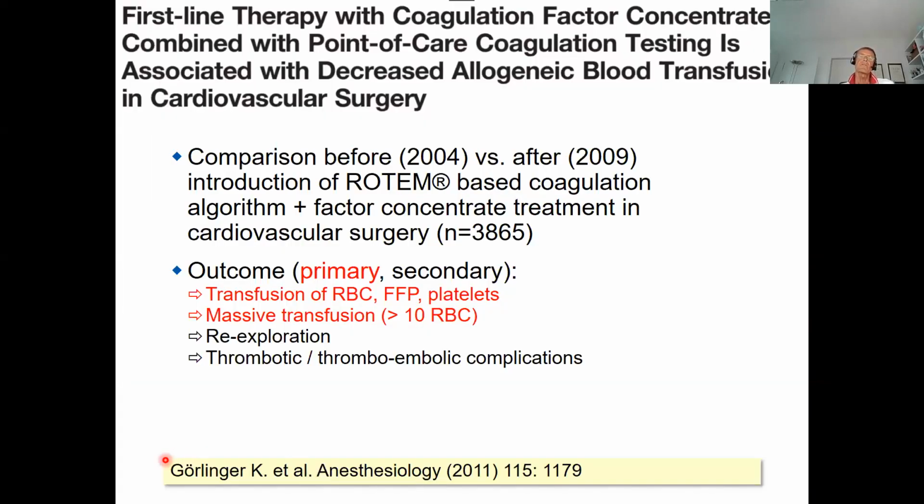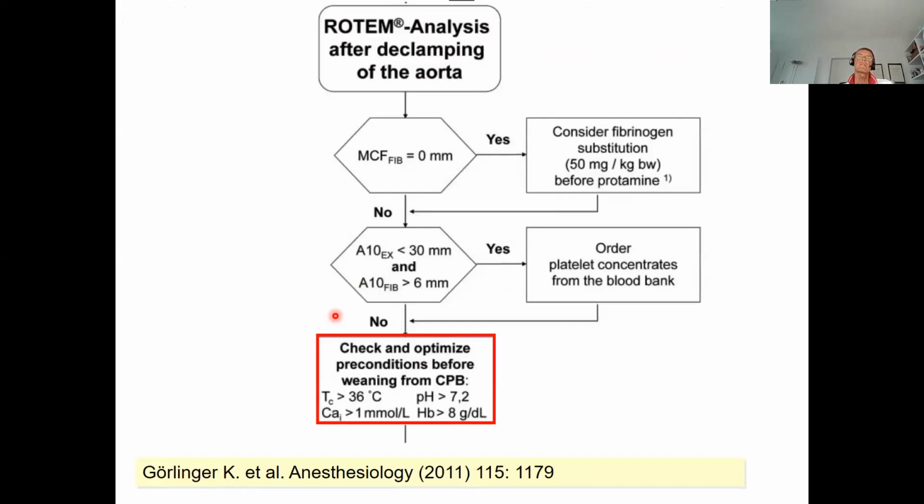Klaus Gerlinger, who is present today in the webinar, and colleagues did a first groundbreaking study in 2011, published in Anesthesiology, and they compared the period before versus the period after the introduction of a ROTEM-based coagulation algorithm in their institution, and they looked at 3,800 patients. The outcome was transfusion of blood products and the incidence of massive transfusions. And this is one part of their algorithm.